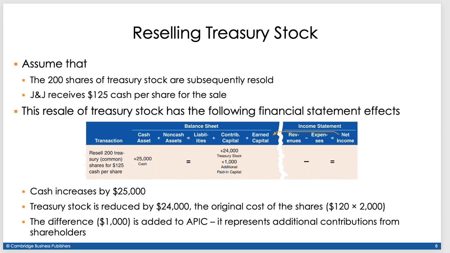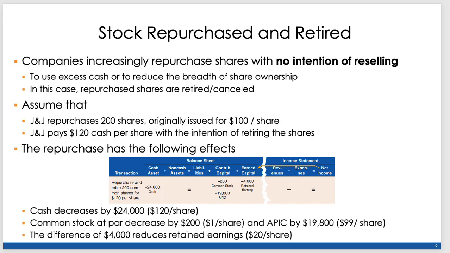Assume perhaps that at some future point in time, 200 shares of that treasury stock are then resold to the market and sold for $125 per share. You can see what would happen. That would bring in $25,000 to the company, which would then be offset by the $24,000 that it represents in treasury plus $1,000 in additional paid in capital. That, of course, is just the way that the additional capital is accounted for from an accounting perspective.